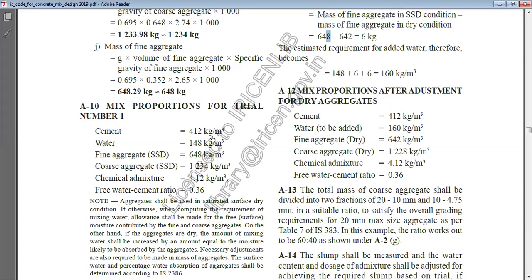Just observe, without correction and with correction of the moisture content, cement will be the same. Water is 148 here, it becomes 160. Why did it increase by 12 kg? Here it is 6 plus 6. It increased because the coarse aggregate and fine aggregate absorb the water. The quantity of water absorption is 1% by fine aggregate and 0.5% by coarse aggregate. This is the saturated condition. Again we calculated the dry condition weight. This will be the mix proportions. This is very important.